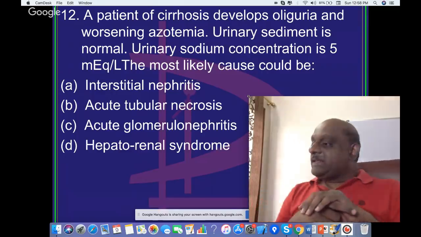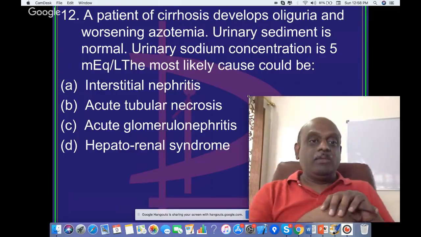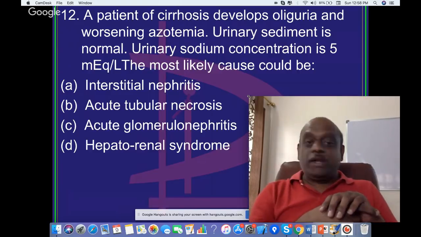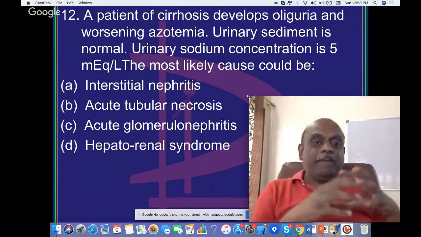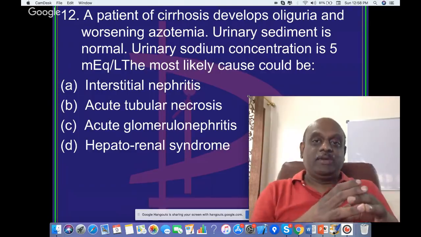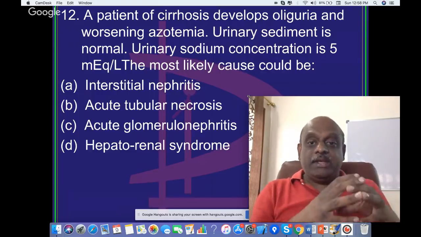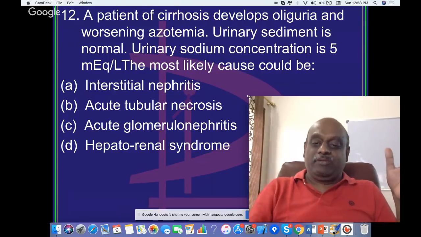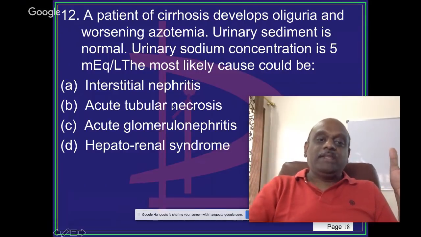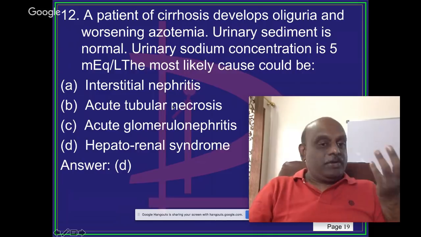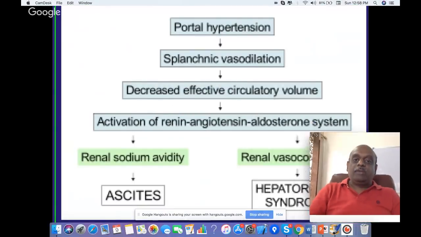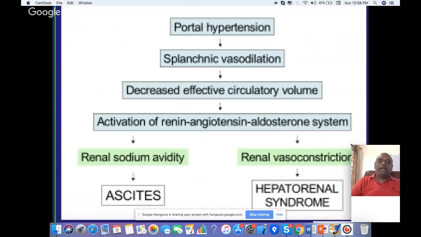Rocket Trader thinks hepatorenal. Ravi Kumar thinks ATN. Monica also thinking the same. So ATN and hepatorenal is a common confusion. Okay. Now the question is cirrhosis patient developing azotemia. That is an important clue for you. So this is classically a case of hepatorenal syndrome. So in hepatorenal syndrome, what is the underlying pathophysiology?